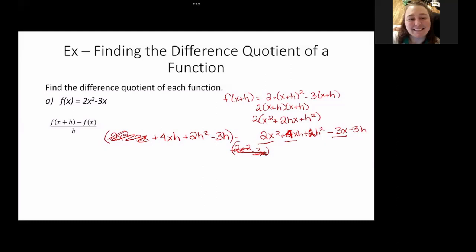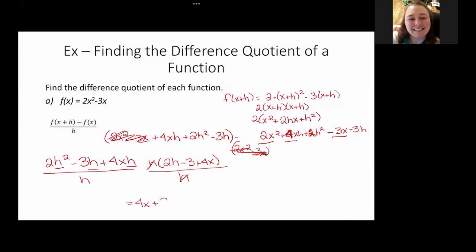So now what I've got is h squared, 2h squared, minus 3h plus 4xh. Now don't forget to divide it by h. I can pull h out of the top, right? Because every single term has an h. So I can say 2h minus 3 plus 4x. And those cancel out. So that's going to be equal to 4x plus 2h minus 3. Okay, that's the difference quotient.